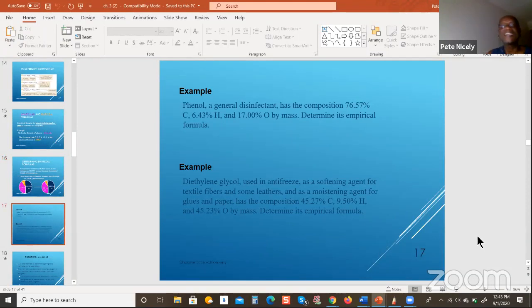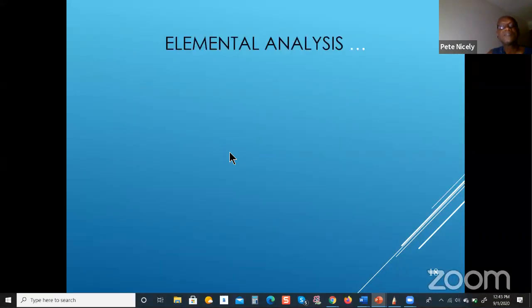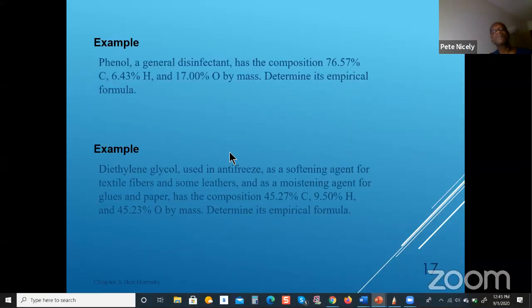And this question says, phenol, a general disinfectant, has the composition of 76.57% carbon, 6.43% hydrogen, and 17.00% oxygen by mass. And again, you're asked to determine its empirical formula. So the approach would be the same actually as what we did before.